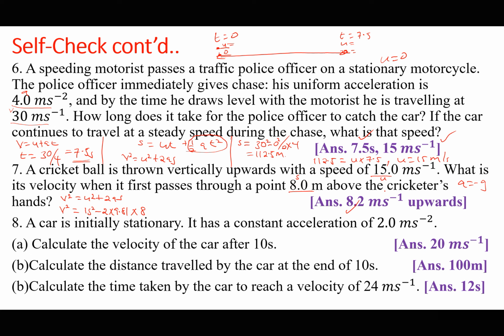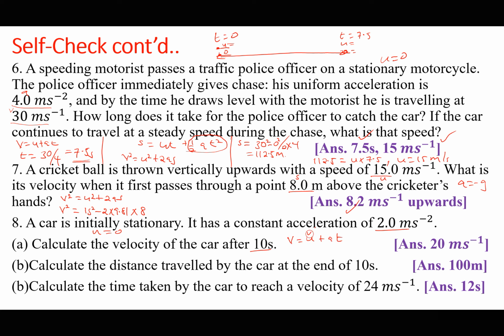A car is initially stationary. It has a constant acceleration of 2 meters per second squared. Calculate the velocity of the car after 10 seconds. So the acceleration is constant. Initially stationary means initial velocity is 0. So you could use v squared equals u squared plus 2as, because we want final velocity, and initial velocity is 0. But we don't know s, so I will not use that equation. I have to look for an equation which has t. For example, I have v equals u plus at.